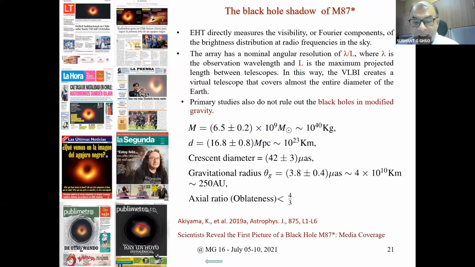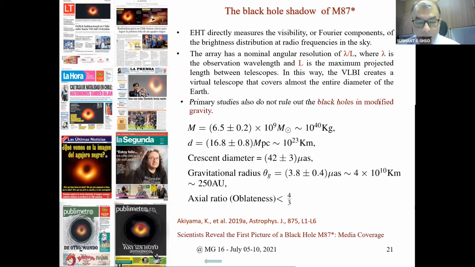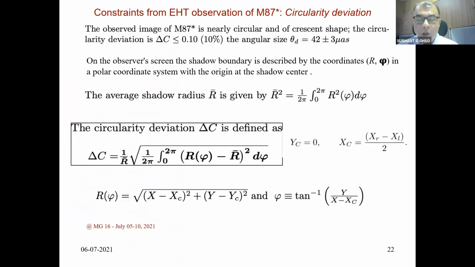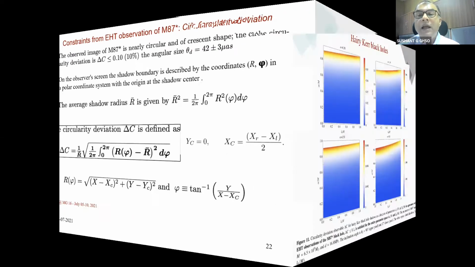Other objects, like the naked singularity, cast a very small shadow, so they were not considered. But boson stars or other objects like the gravastar were not completely ruled out. So what we want to do is use the hairy Kerr black hole to constrain this. Our main observable is the circularity deviation. The circularity deviation was less than 10%, so I want to use this constraint for the hairy Kerr black hole.